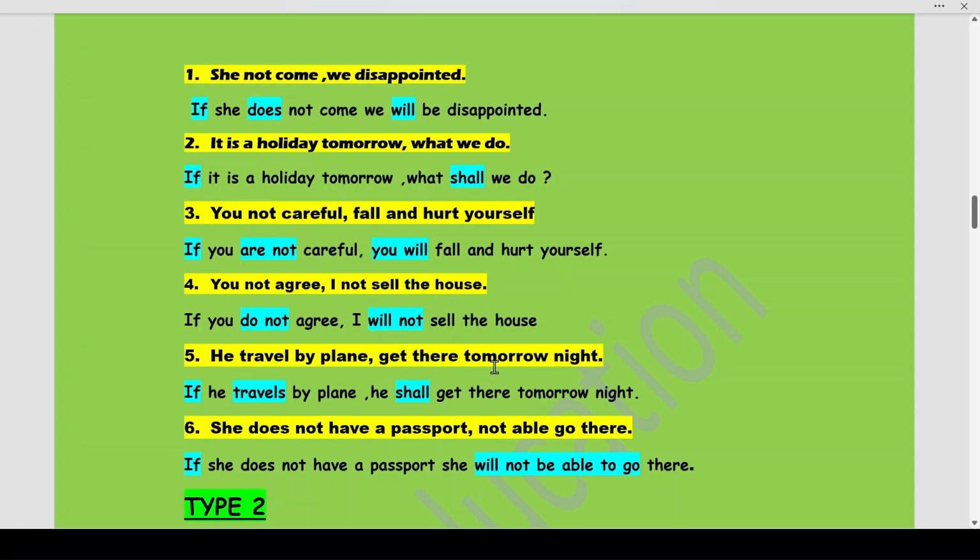He travel by plane, get there tomorrow night. If he travels by plane, he shall get there tomorrow night. Now, sorry students, this is he will get there tomorrow night. Not he shall, this is he will. Now, she does not have a passport, not able to go there. If she does not have a passport, she will not be able to go there. So, this is how you approach your type 1 questions. Keep the format on a piece of paper next to you, or if you already know the format, apply it to type 1 conditional sentences and then it becomes very easy for you to do it.